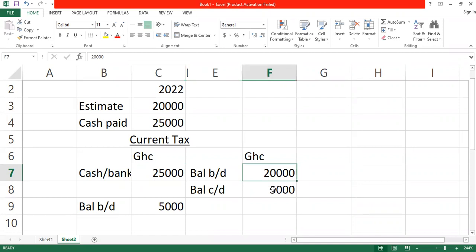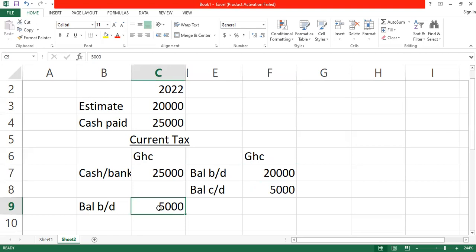25,000 against 20,000, what would the balance be? The balance will be at the credit side to close to make 25, isn't it? So we add 5,000 to the 20,000 and make it 25,000, isn't it? In the previous year, this balance carried down will become a balance brought down over here. That is the meaning of the debit balance that they're talking about.